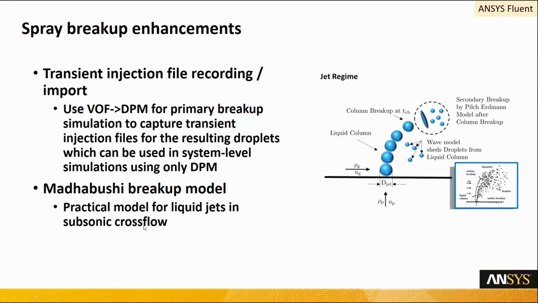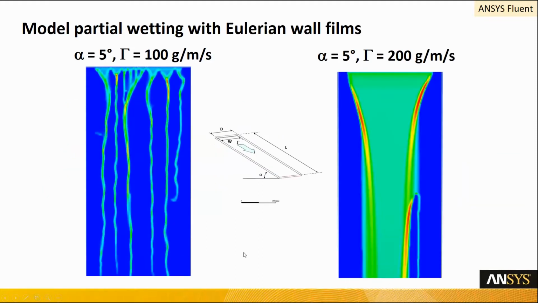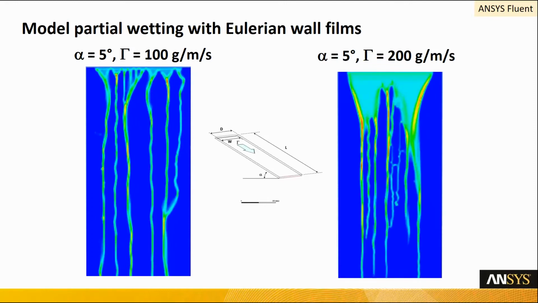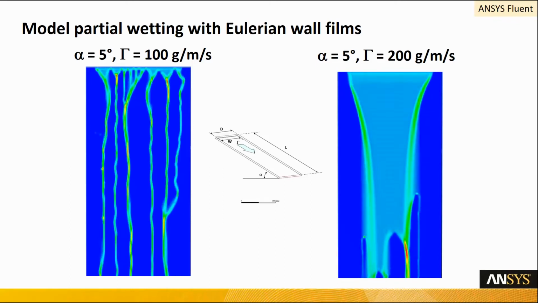There's also a new breakup model which is available for a jet in a crossflow. The Eulerian wall film can now deal with partial wetting, so you can see some very realistic looking flows in these two simulations. What happens when you have a partially wetting surface.